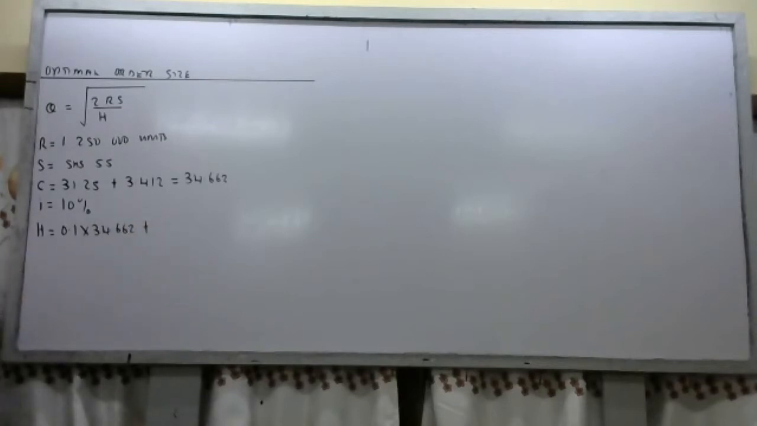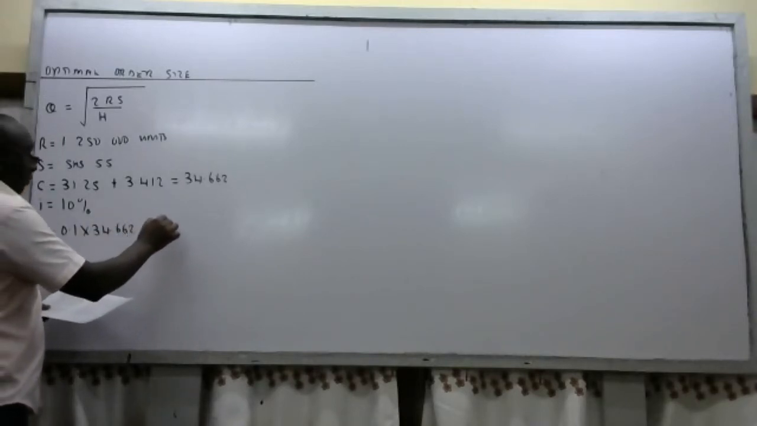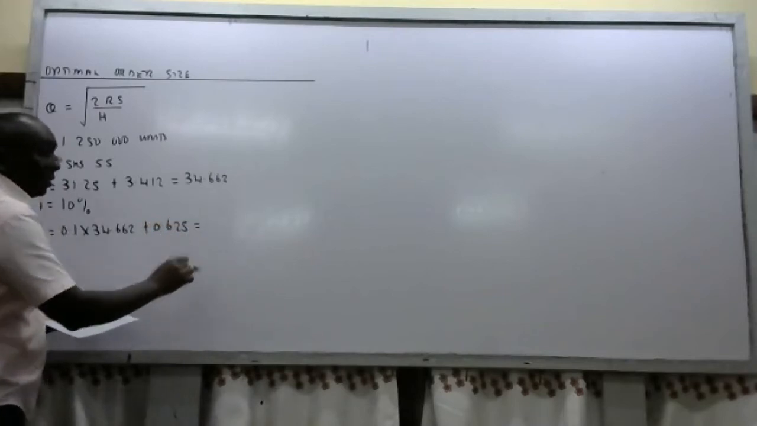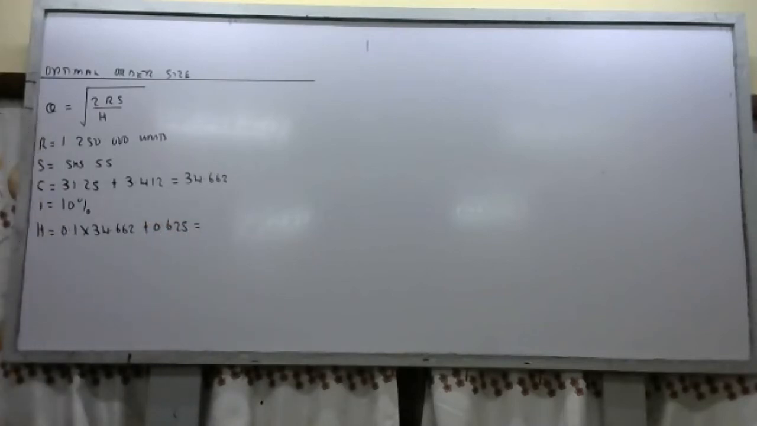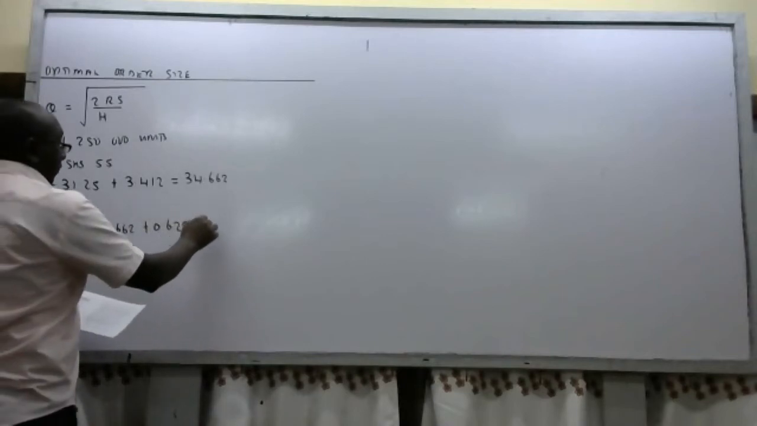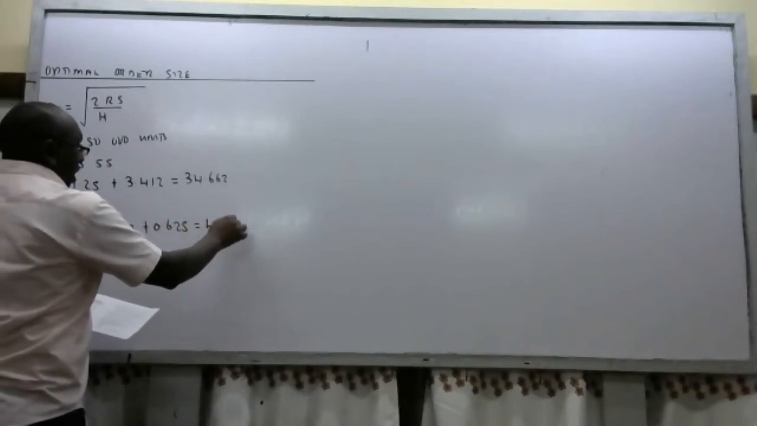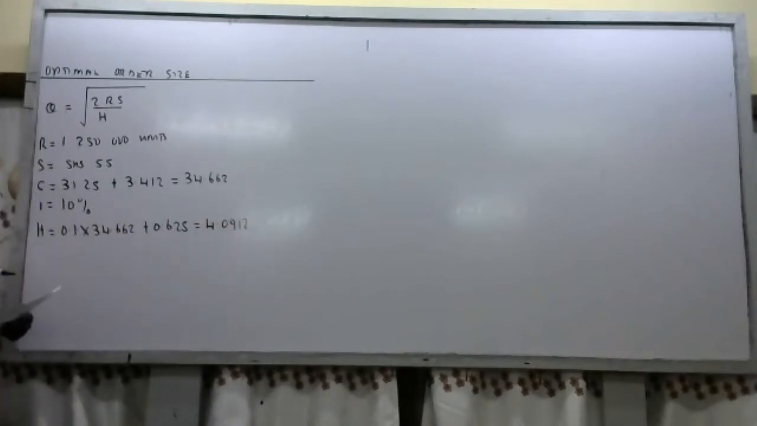Plus, as you can see there, the insurance of 0.625. So that becomes times 0.1 plus 0.625, which is 4.0912. Those are the shillings.